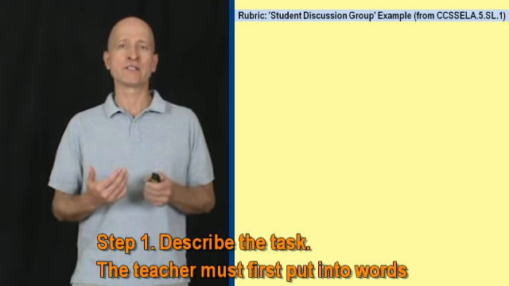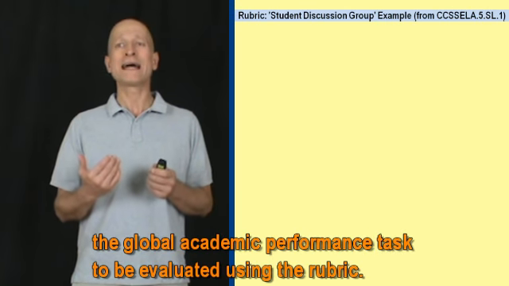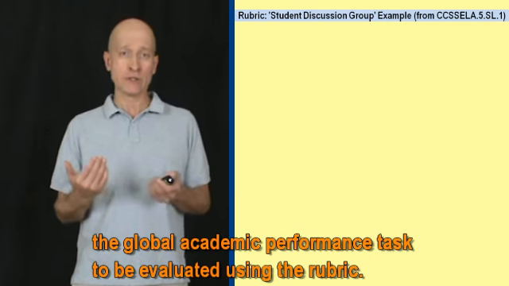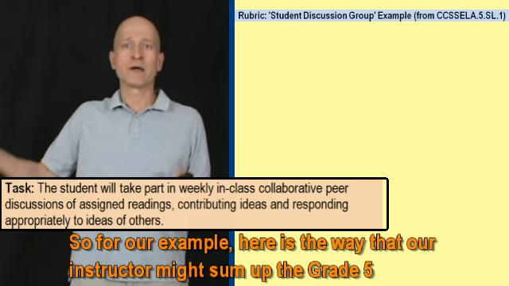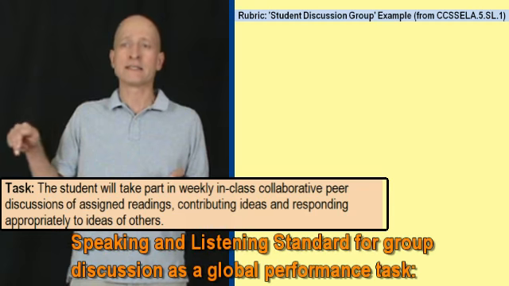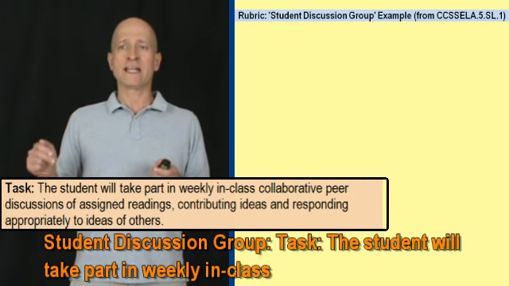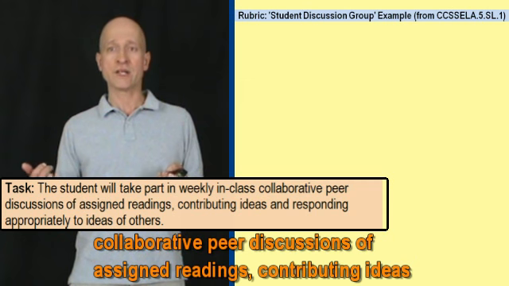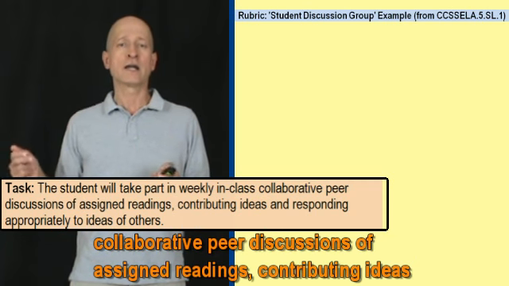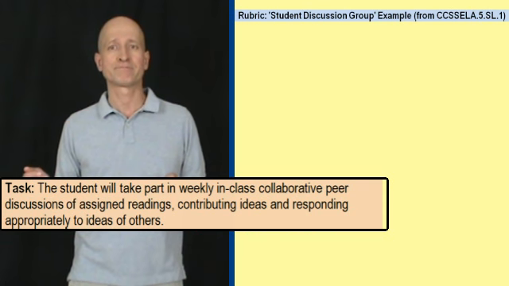Step 1, to get started, describe the task. The teacher must first put into words the global academic performance task to be evaluated using the rubric. So, for our example, here's the way that our instructor might sum up that Grade 5 Speaking and Listening Standard for group discussions as a global performance task. Student discussion group task. The student will take part in weekly in-class collaborative peer discussions of assigned readings, contributing ideas and responding appropriately to the ideas of others.